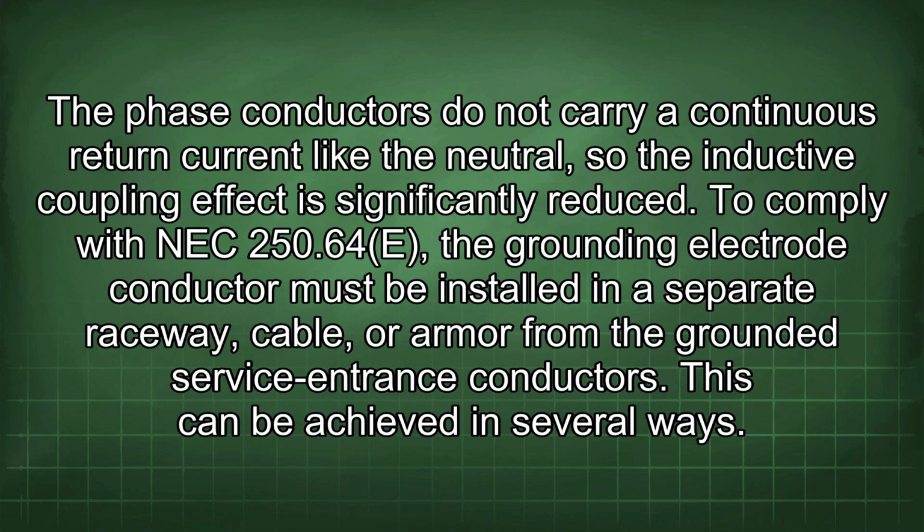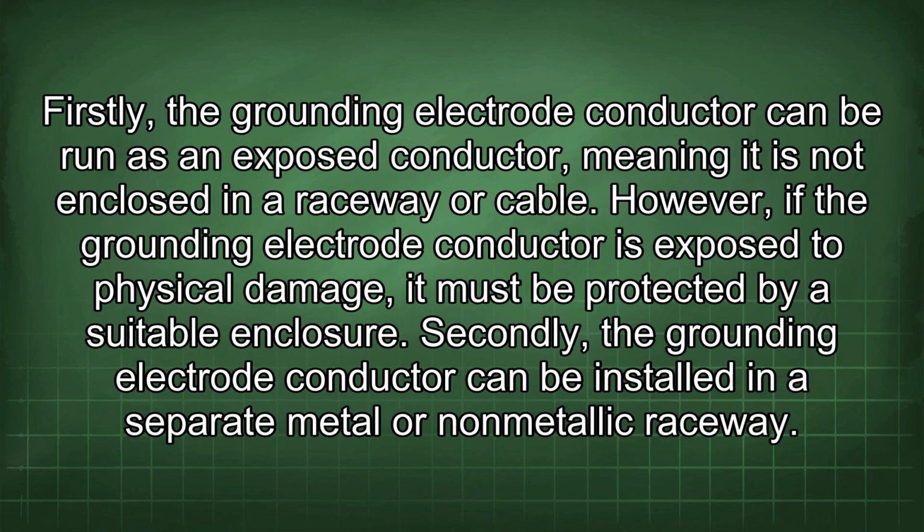To comply with NEC 250.64(E), the grounding electrode conductor must be installed in a separate raceway, cable, or armor from the grounded service entrance conductors. This can be achieved in several ways. Firstly, the grounding electrode conductor can be run as an exposed conductor, meaning it is not enclosed in a raceway or cable. However, if the grounding electrode conductor is exposed to physical damage, it must be protected by a suitable enclosure. Secondly, the grounding electrode conductor can be installed in a separate metal or non-metallic raceway.